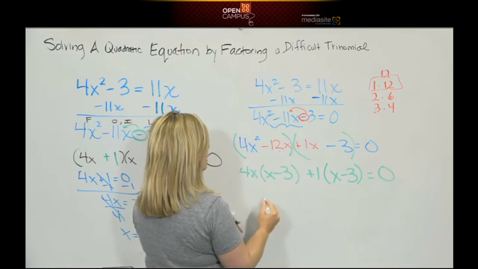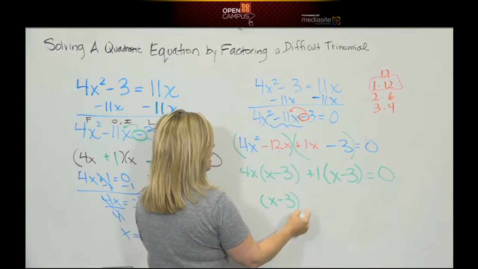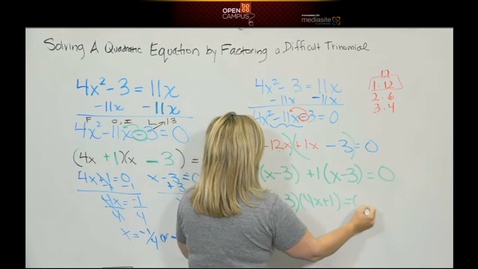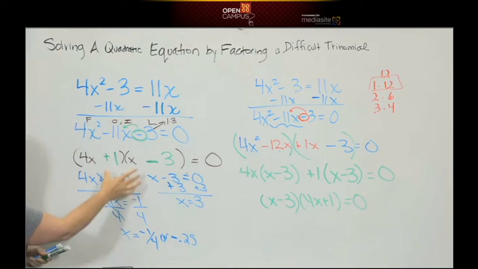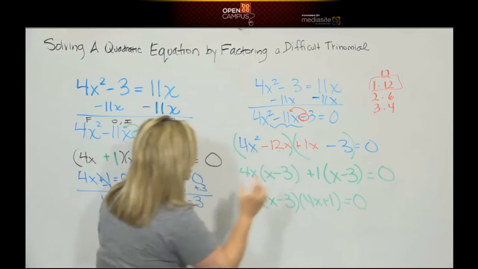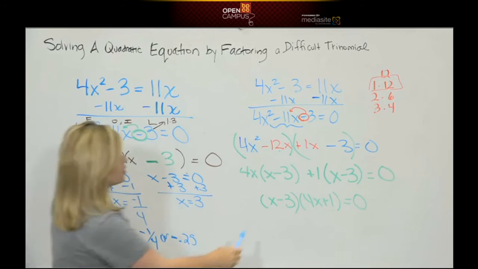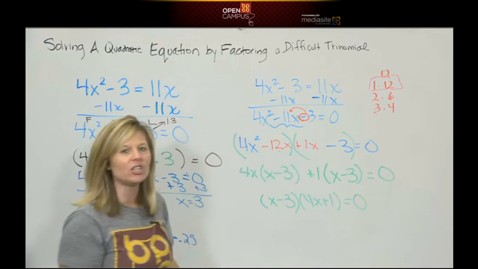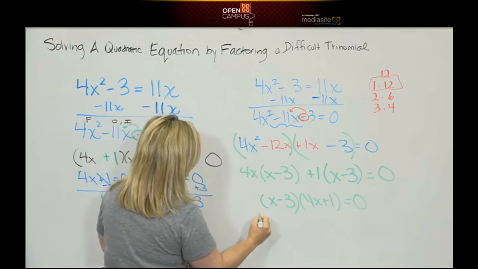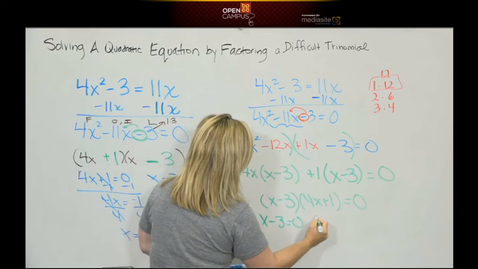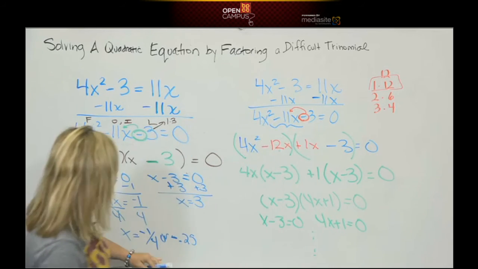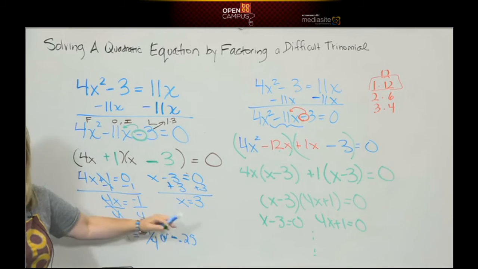So if you remember, we write the x minus 3, and then we write what's on the outside, the 4x plus 1. If you look, isn't that the same expression I got by trial and error? Now I got it by grouping. Remember, because these parentheses are connected by multiplication, it doesn't matter what order they're written in. Now you're going to write your 2 linear equations, x minus 3 equals 0, 4x plus 1 equals 0, and you're going to solve them, and you're going to get the same 2 solutions.